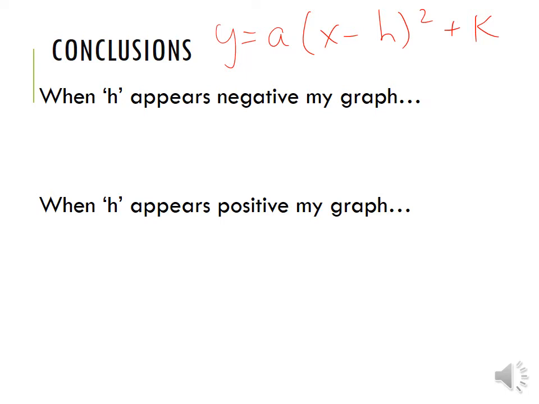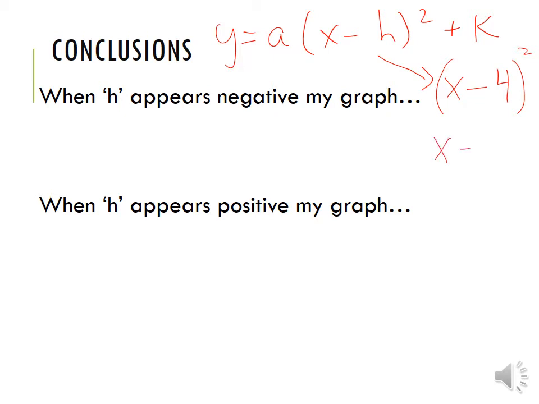And you're going to notice here it says when h appears negative. So we just saw when h was positive, it moved it to the right. When h was negative, it moved it to the left. But we have to keep in mind that this is actually always x minus. So when h is positive, like say it was positive 2, positive 3, positive 4, I put that in for h, it's x minus 4 squared. So it appears negative.